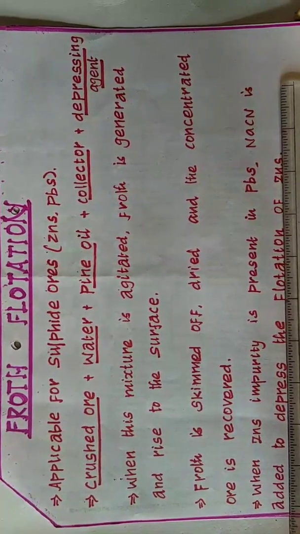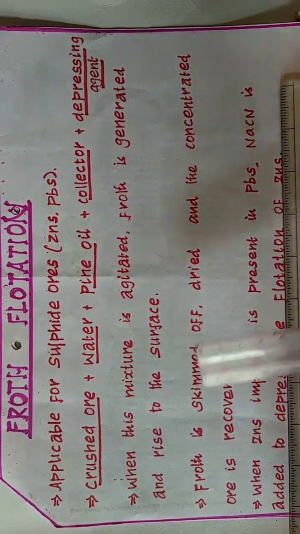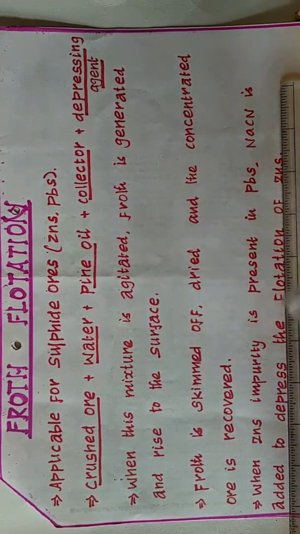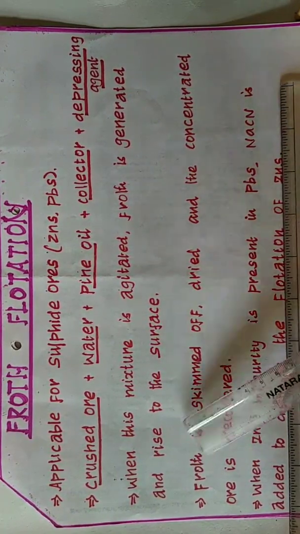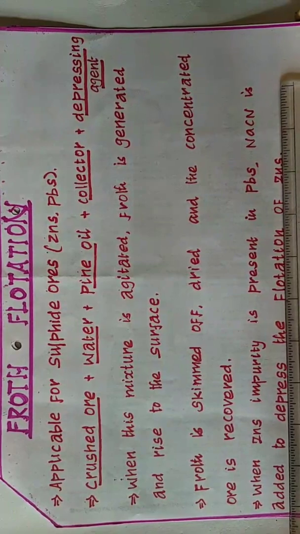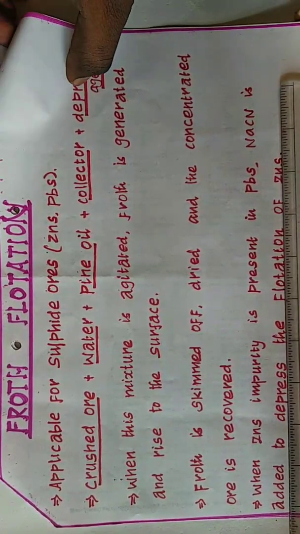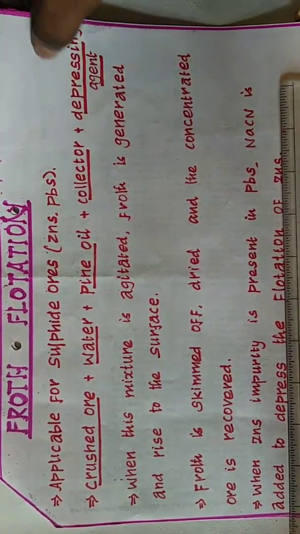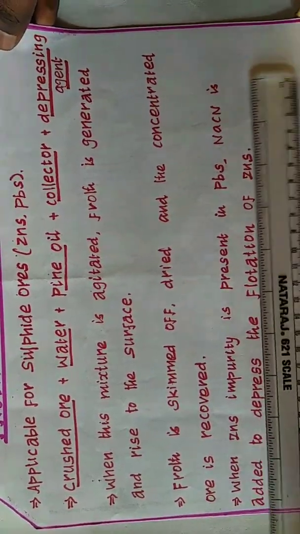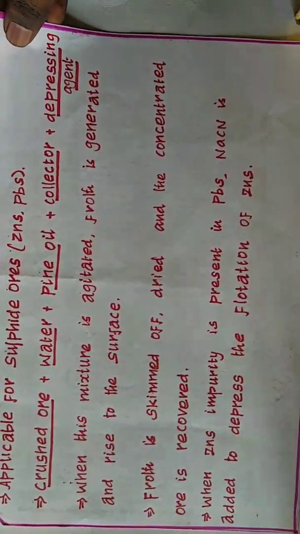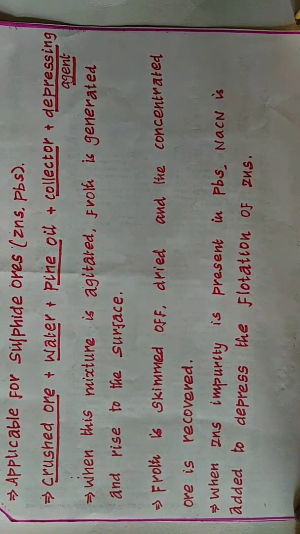Now the metal which we need to extract is present in the froth. So this froth is skimmed off, which means it is separated, it is dried, and the concentrated ore is recovered. From the froth, what is recovered? The ore is recovered. Now from the ore, by doing various processes, we can extract the metal. This point already we have seen.